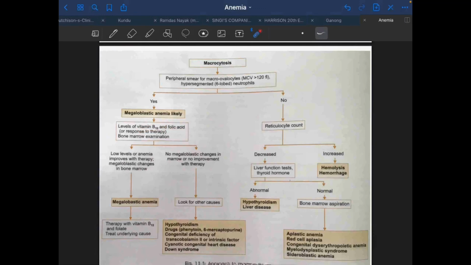Okay, then if they are not present, you have to again look for the reticulocyte count. If the reticulocytes are increased or decreased. If increased, we know it is due to hemolysis and hemorrhages. If the reticulocytes are decreased, then we have to look for chronic diseases like liver function test, thyroid function test. These are the chronic disorders leading to anemia of chronic diseases.